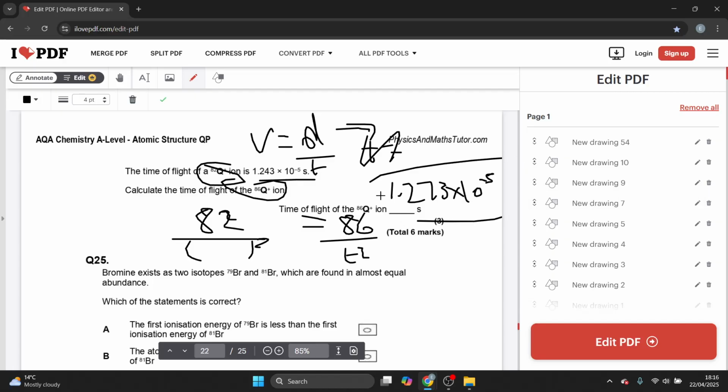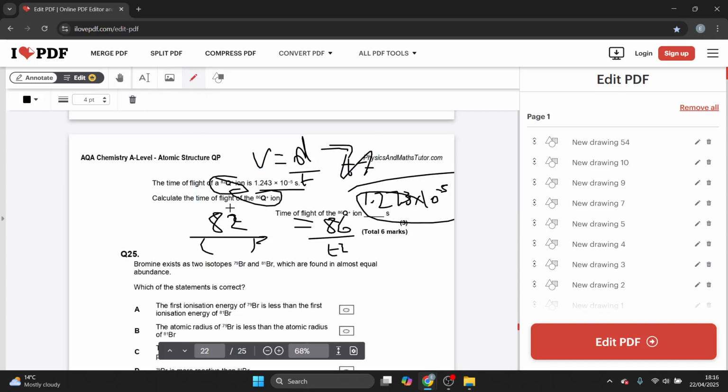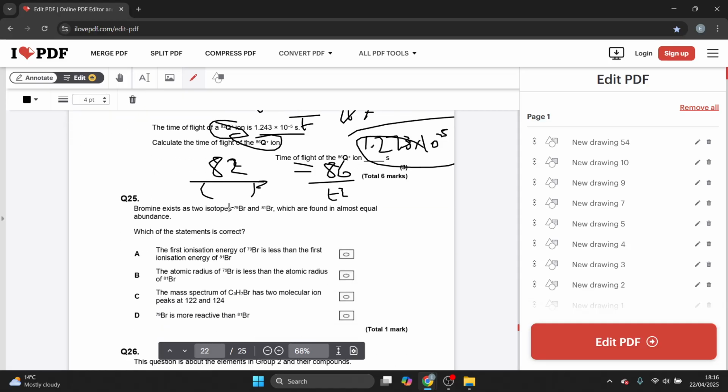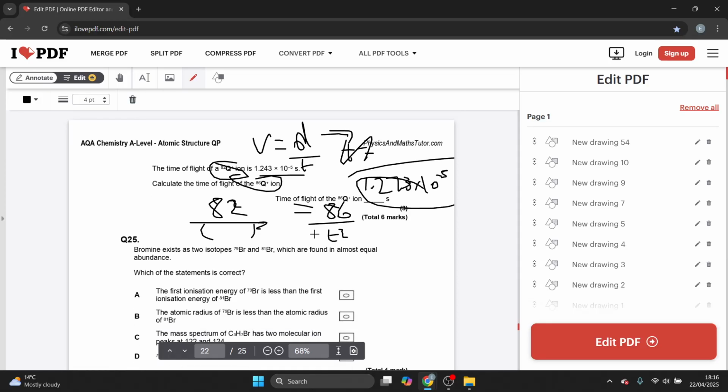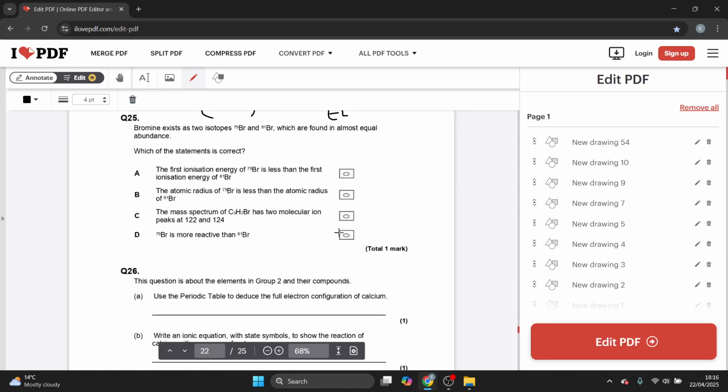Now I'm going to check what this is, because it's a really weird question. If there's a particular method to memorize to attack these kinds of questions, I'll let you guys know and post a full video on it. Bromine exists as two isotopes which are found at almost equal abundance, which name is correct? Again, this multiple choice question is very difficult as well.